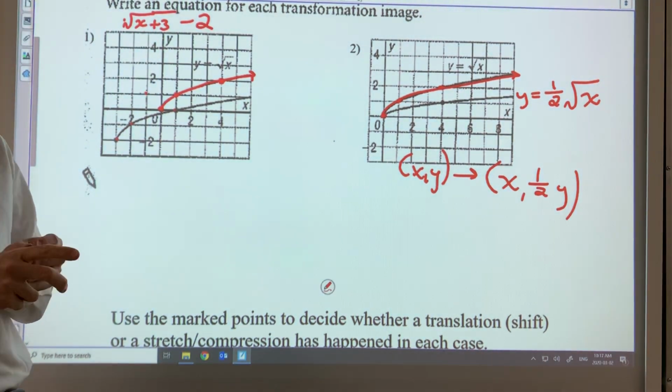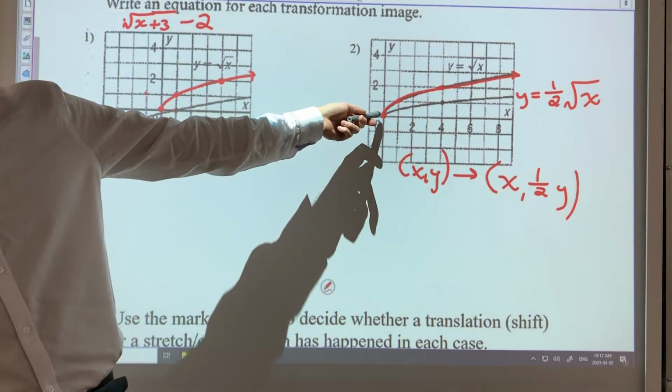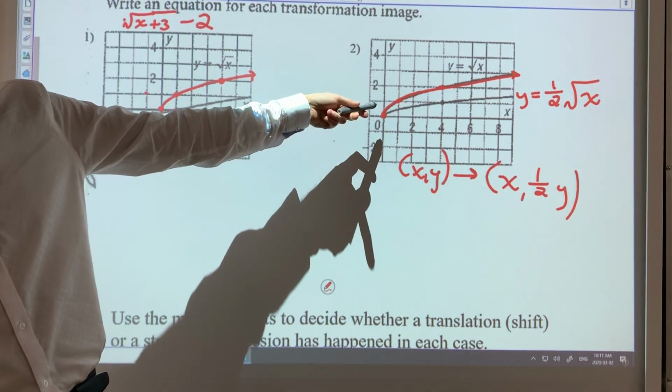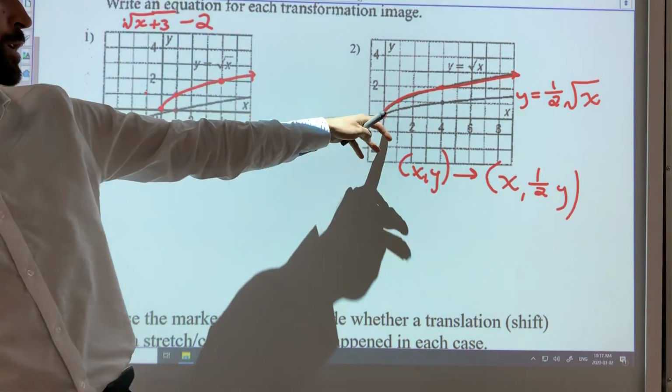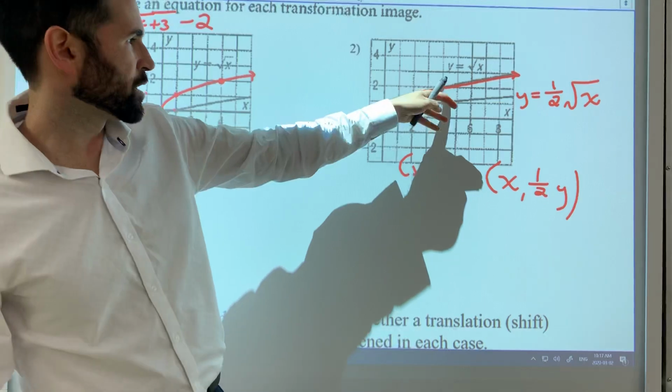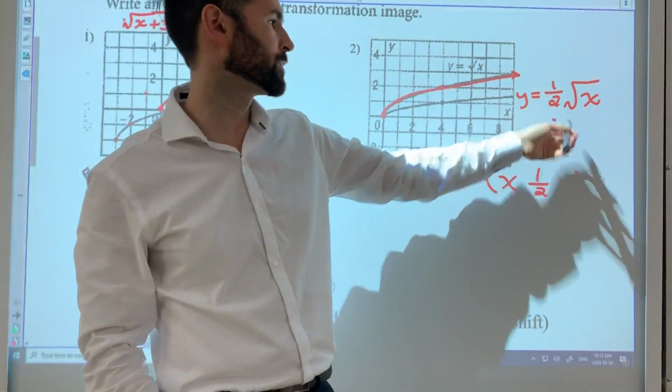I guess the big giveaway on that one, the key fact, is that the point 0, 0 didn't move. So that's telling you it's not some kind of shift up and down, otherwise that point would have moved. Because you might have thought, oh, that one went down 1, but that one stayed the same. So that's how you know it's some kind of a compression.